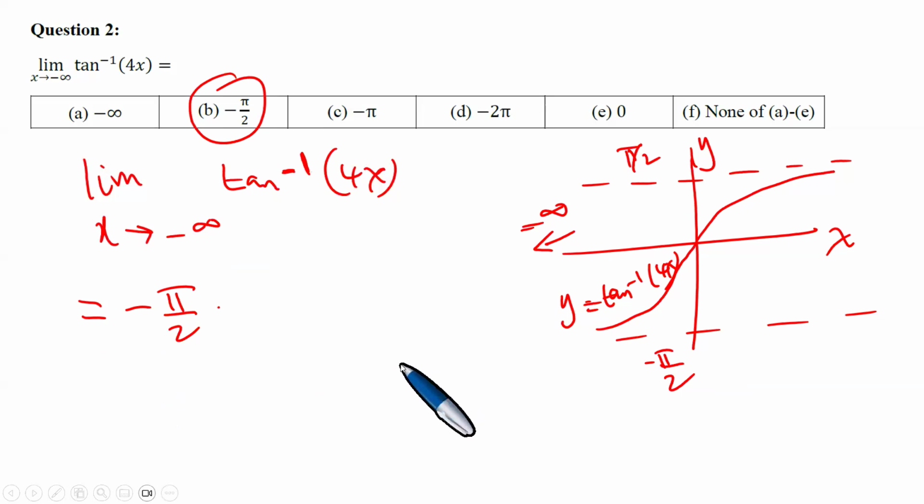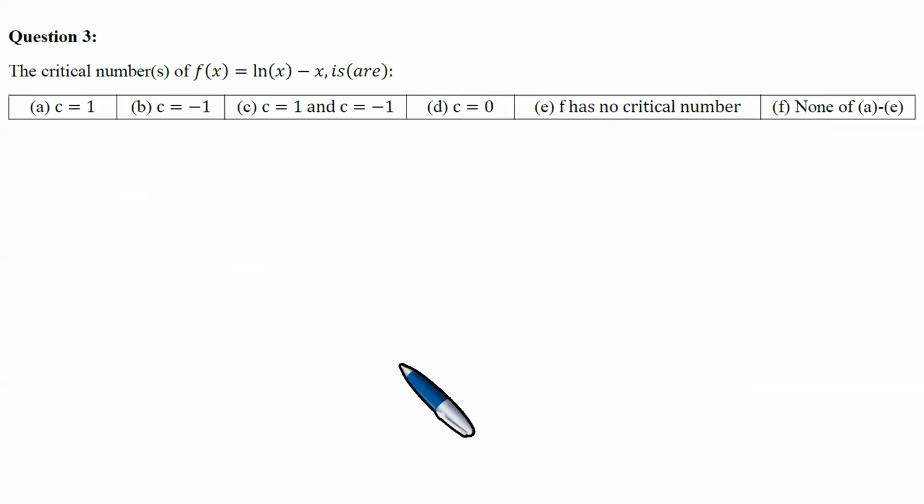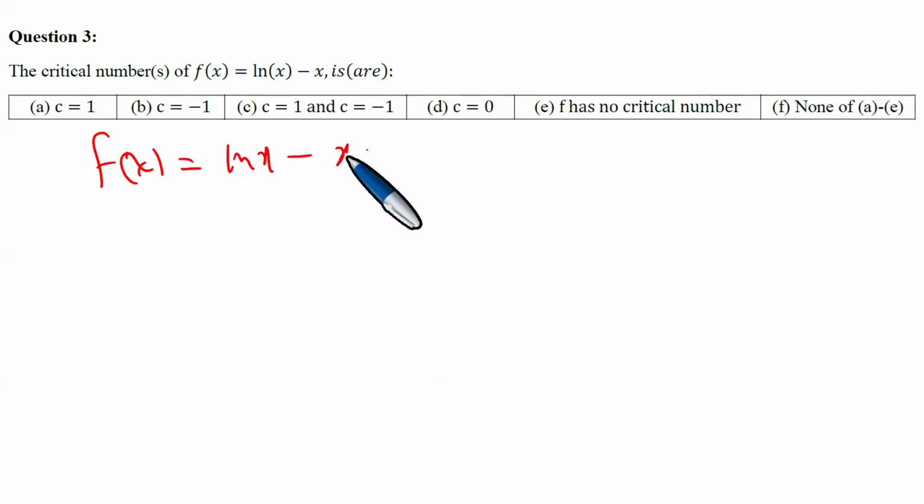Just reviewing some of the questions. Now, we have been given a function here and we want its critical numbers. If you have been given the function f of x, which is ln x minus x, we're asking the question, what are the critical numbers of this function? Please try this question: when f of x equals ln x minus x, what are the critical numbers of this particular function?